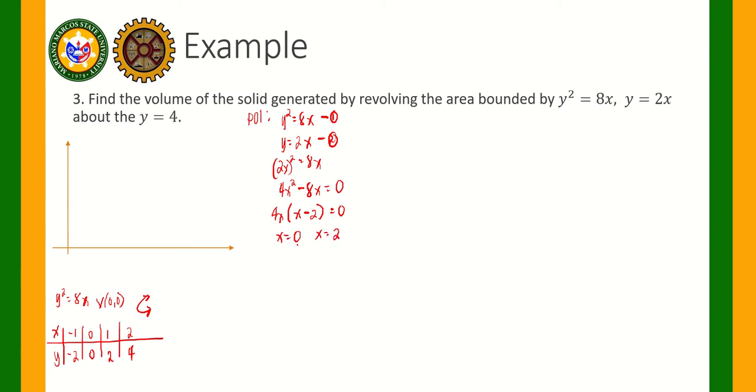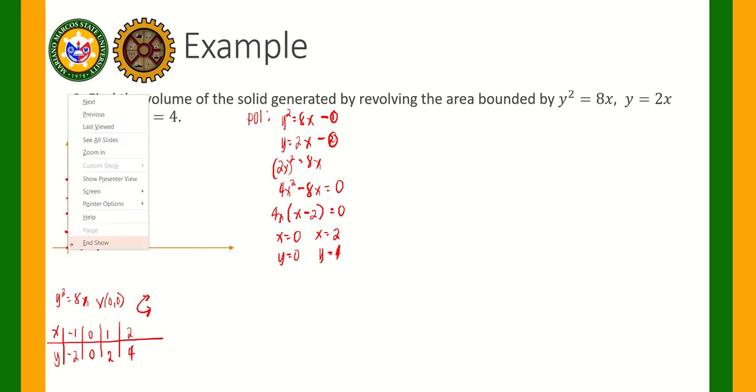Now, for x equal to 0, what is our y? Okay, using equation 2, for x equal to 0, y is equal to 0. For x equal to 2, y is equal to 4. Okay? So these are our points of intersection. This means they intersect at the origin. And then, if we have 1, 2, 3, and then 4, they intersect here. So our first curve is this, our parabola.